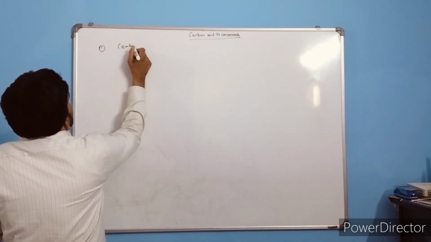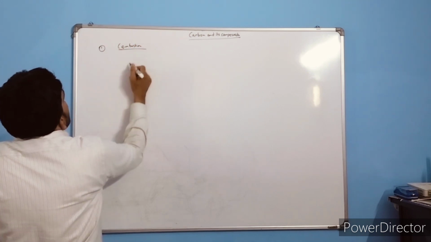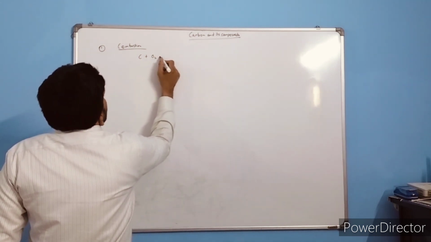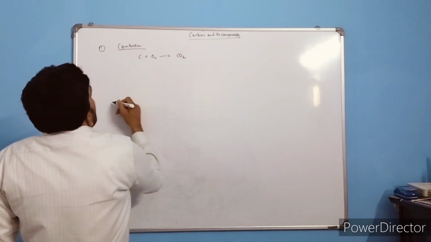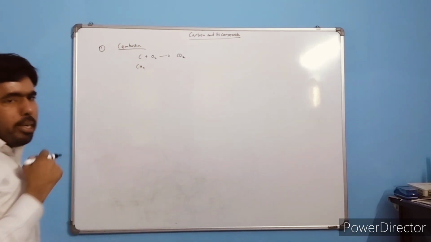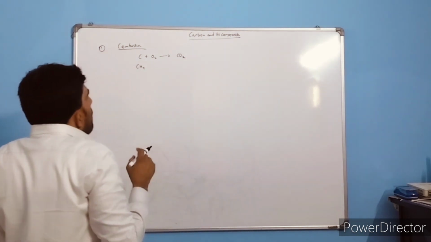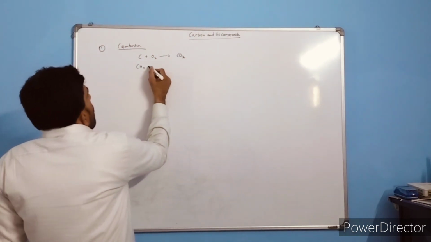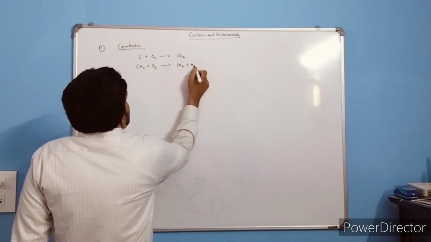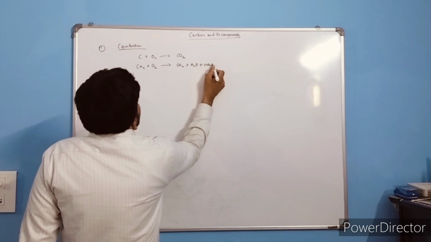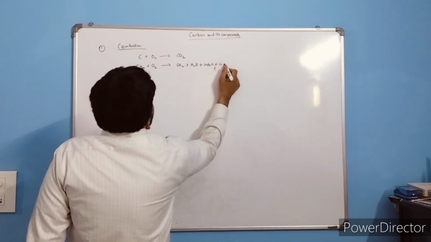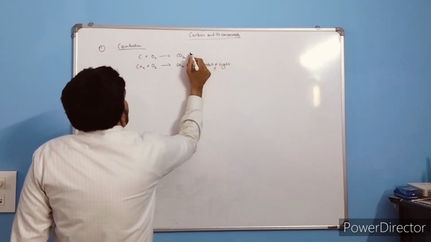The first chemical property is combustion. For example, when carbon in the form of coal burns in oxygen, it gives CO2. Now if I use natural gas, which we studied in the first chapter, chemical reactions and equations, when natural gas is burned, CO2 plus water plus heat and light is produced.